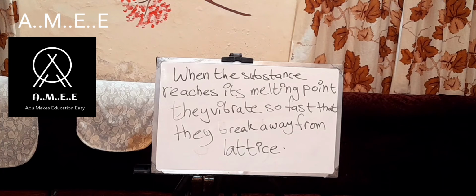When the substance reaches its melting point, they vibrate so fast that they break away from the lattice. So if I match with the previous point: when we heat an ionic solid, the ions take in energy and start to vibrate back and forth in the lattice. When the temperature reaches the melting point, they vibrate so much that they break away from the lattice.